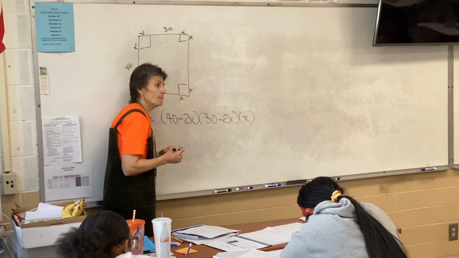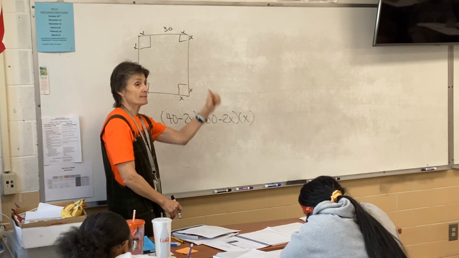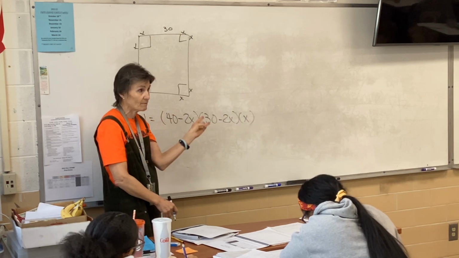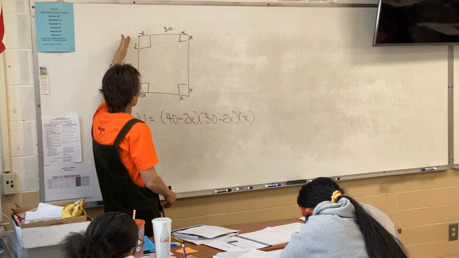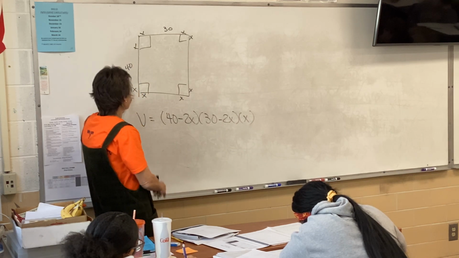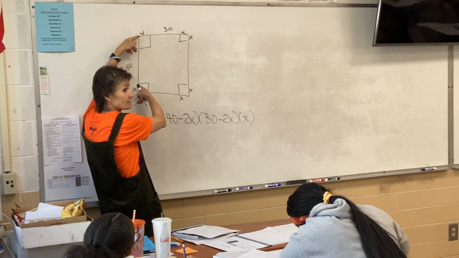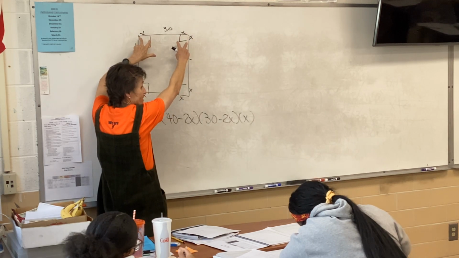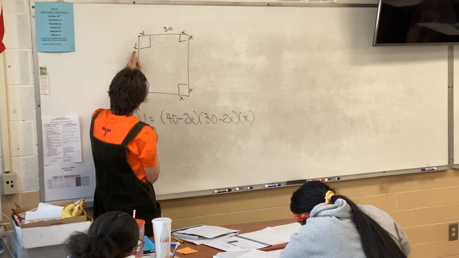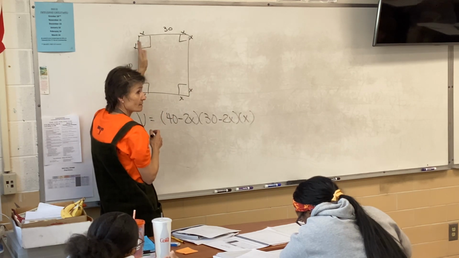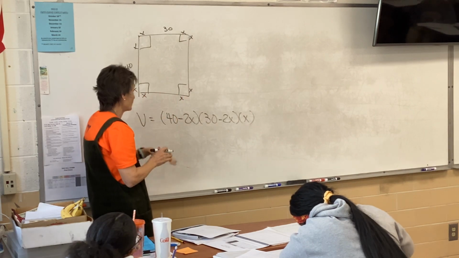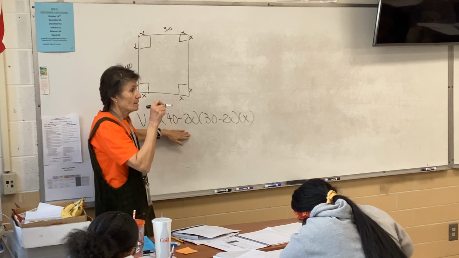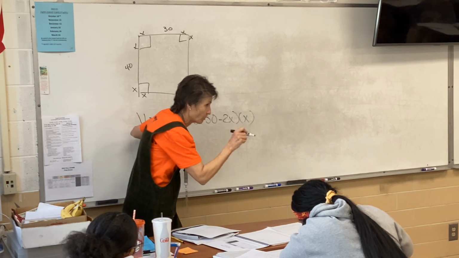Just x. Because volume is length times width times height, so there have to be 3 things multiplied to give you volume. The original length of the paper was 40, but we cut off these x's, and 30, and we cut off those x's. And then when you fold up the flaps, isn't x the height of the box? That's how big the piece is getting folded up. That's your volume.